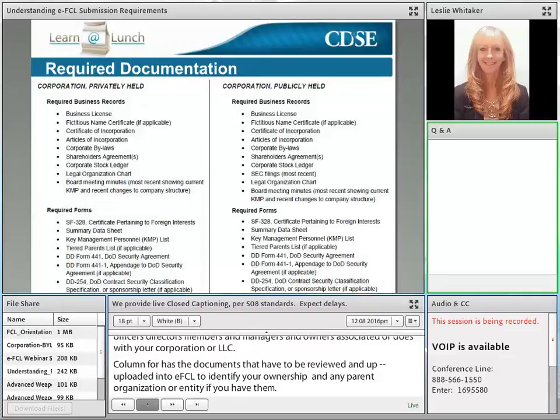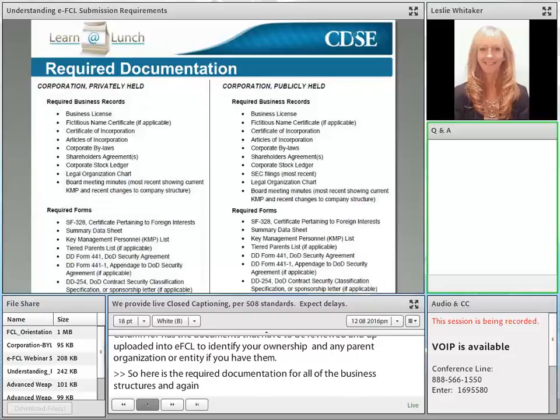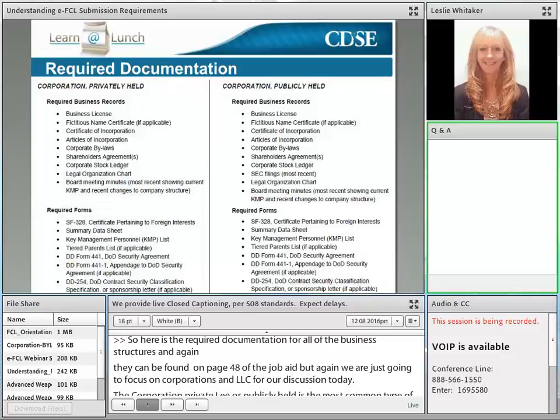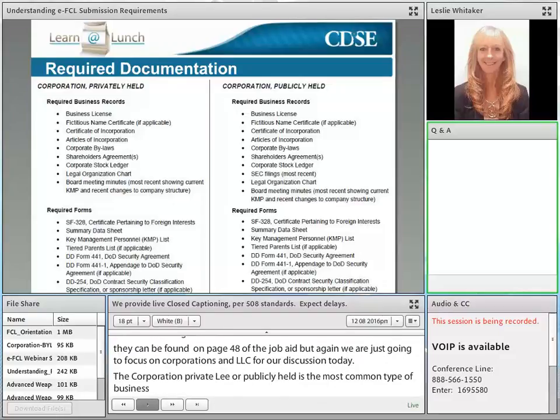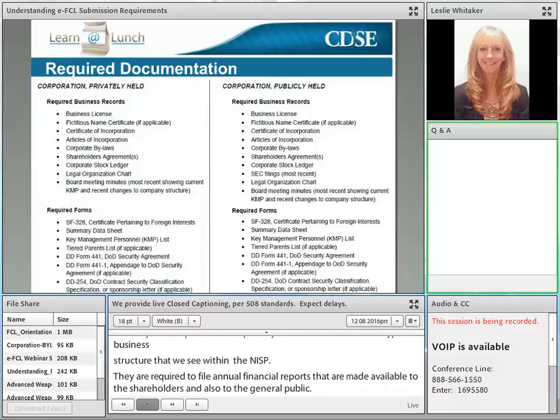The corporation, privately or publicly held, is the most common type of business structure that we see within the NISP. The publicly held corporation is required to file annual financial reports that are made available to the shareholders and also to the general public. Routinely reviewing these annual reports and company filings, which are typically posted to your corporate website or on your state's corporate commission website, will assist you in identifying any ownership or control changes within your organization that must be reported to DSS. A privately held corporation is one that is not publicly held.